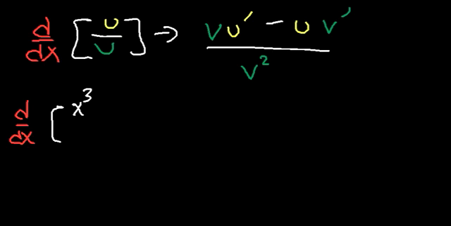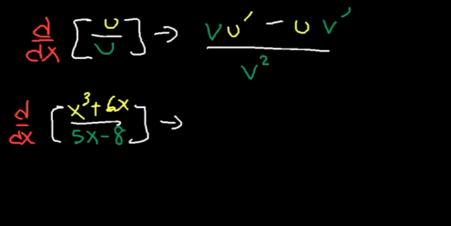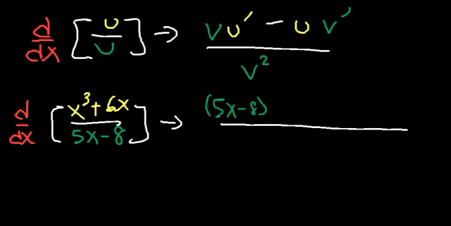x cubed plus 6x divided by 5x minus 8. So using the equation, v is going to be the same thing. It hasn't been changed, 5x minus 8. And then u prime is the derivative of that, which is 3x squared plus 6.